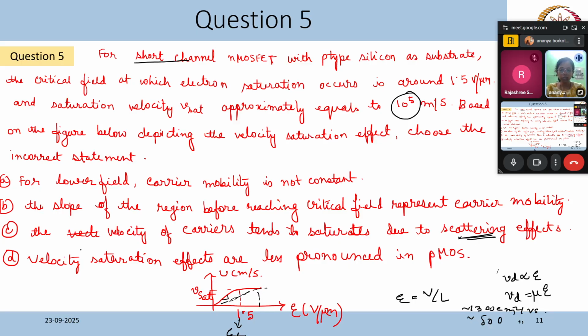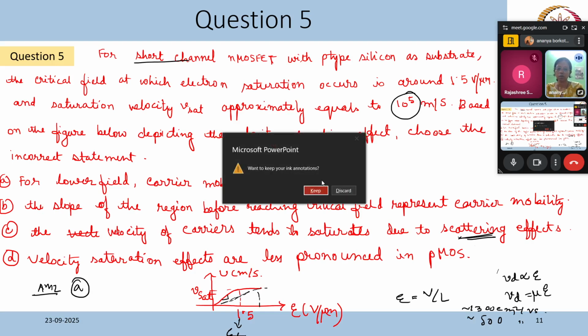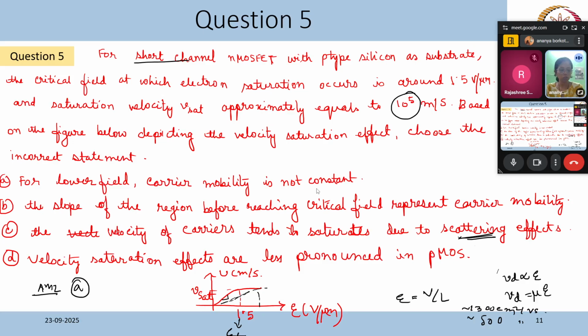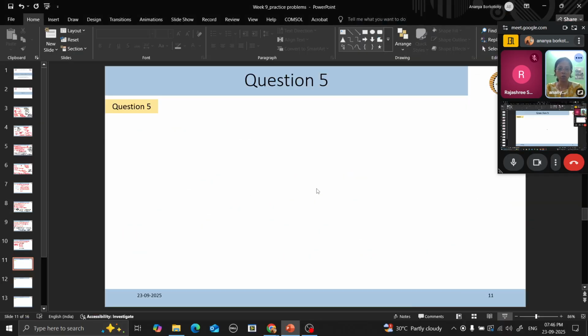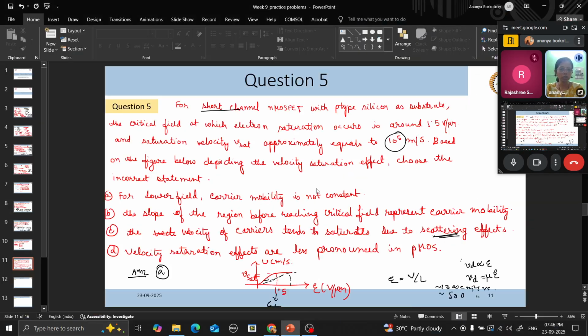So B, C and D are true. For lower field, carrier mobility is not constant, so obviously this is not true. So our incorrect statement is A. So our answer is A. I hope this is clear, the velocity saturation effect and why it is more prominent in short channel MOSFET, particularly for NMOSFET. Let's go to the next question.